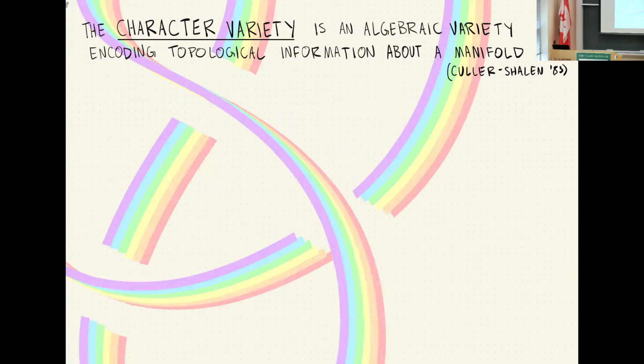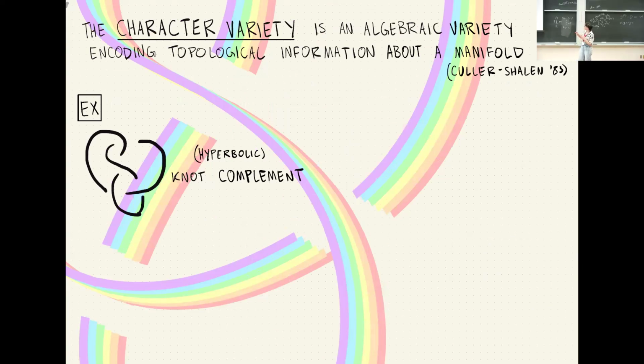I want to talk about something called the character variety, which is an algebraic variety that we build that's associated to a manifold and encodes topological information about that manifold. Before I define or construct what the character variety is, I want to talk about an example of how this topological information can be connected to the geometric information of whatever this variety ends up being. So the manifold that we'll start with is a hyperbolic knot complement.